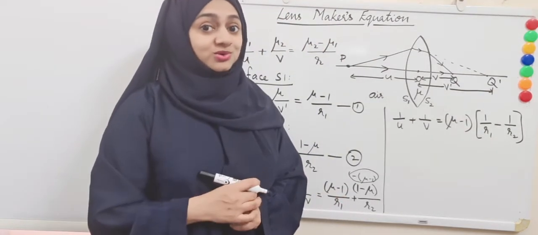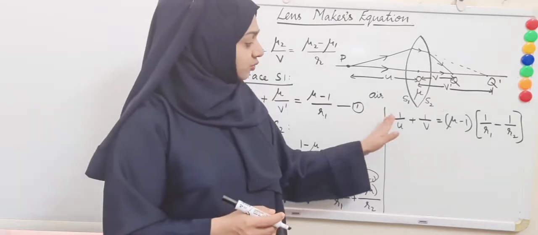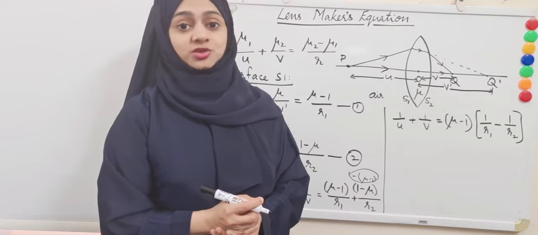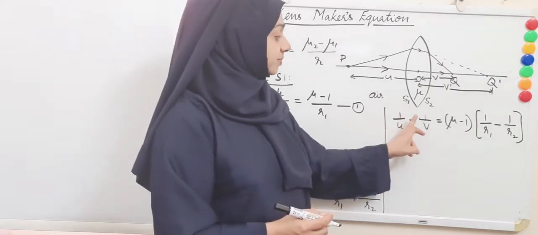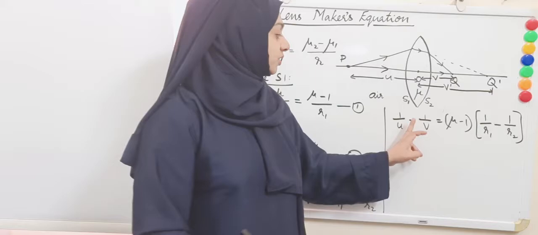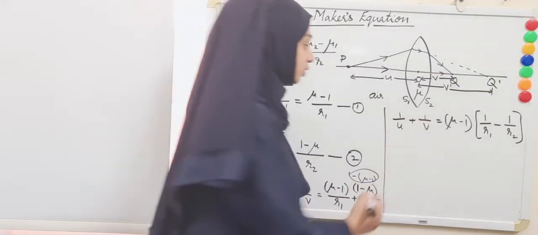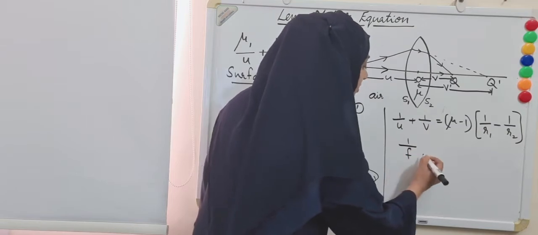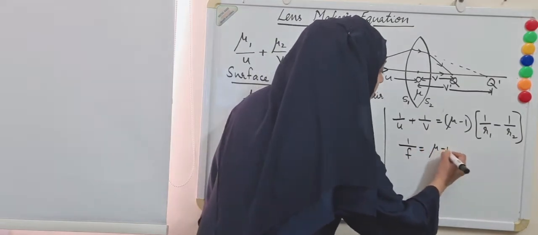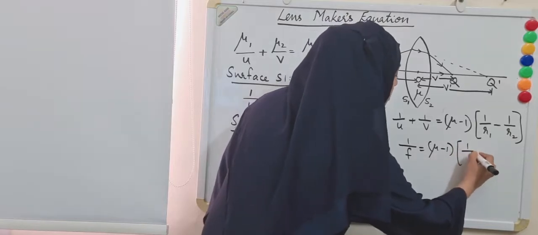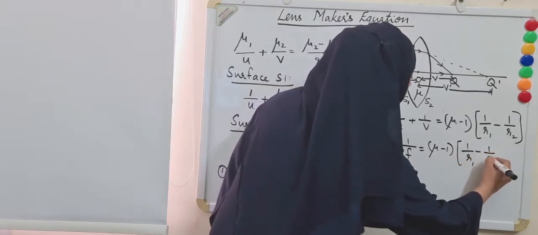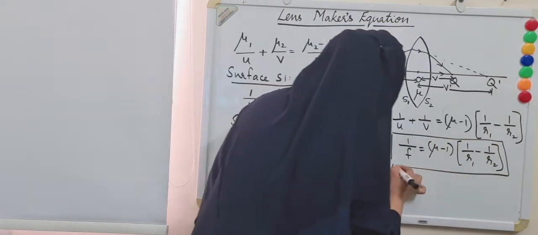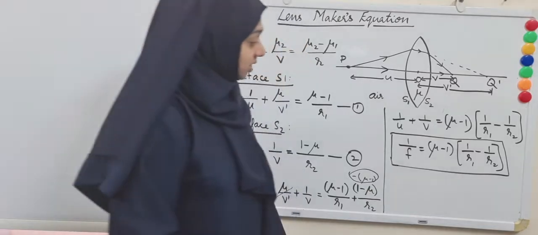By now you will know from the general lens equation that 1 by u plus 1 by v is the reciprocal of the focal length, which is 1 by f. So you know that from the general equation, 1 by u plus 1 by v is equal to 1 by f. That is equal to mu minus 1 times 1 by r1 minus 1 by r2. You can directly write like this, and this is the lens maker's equation.